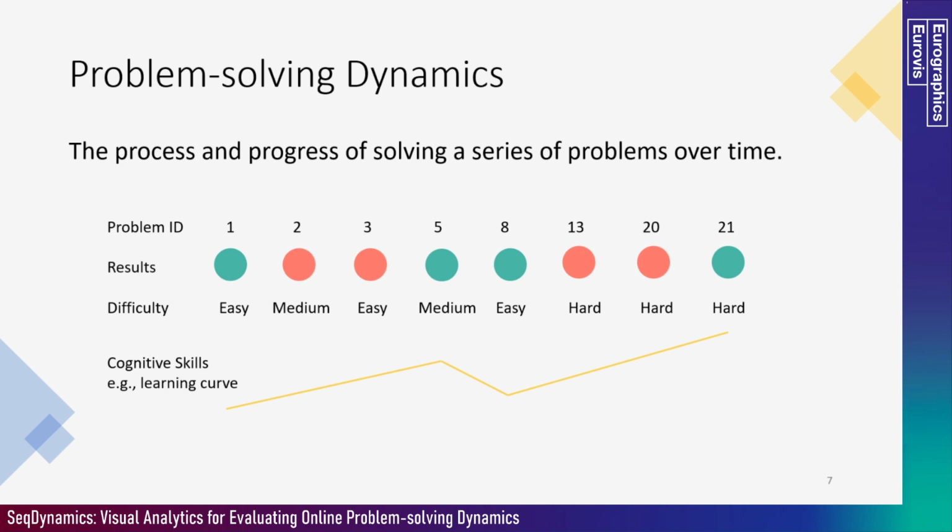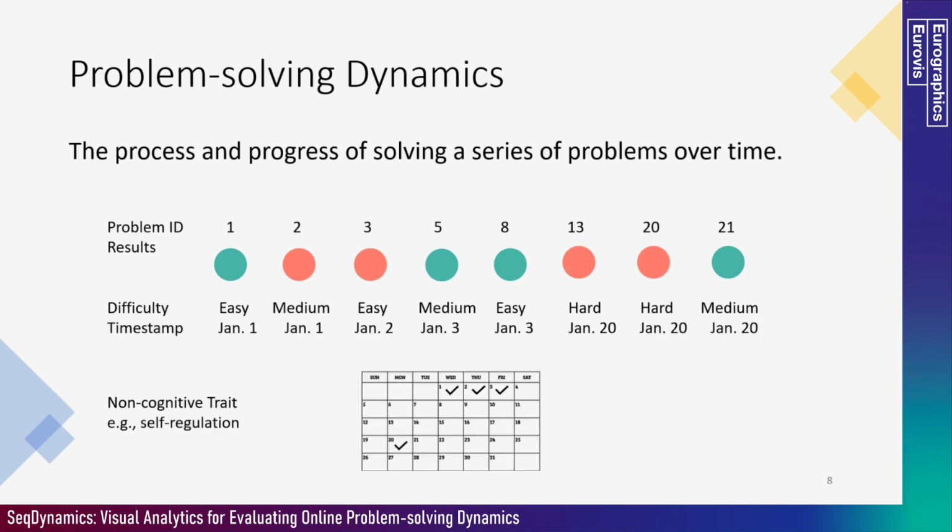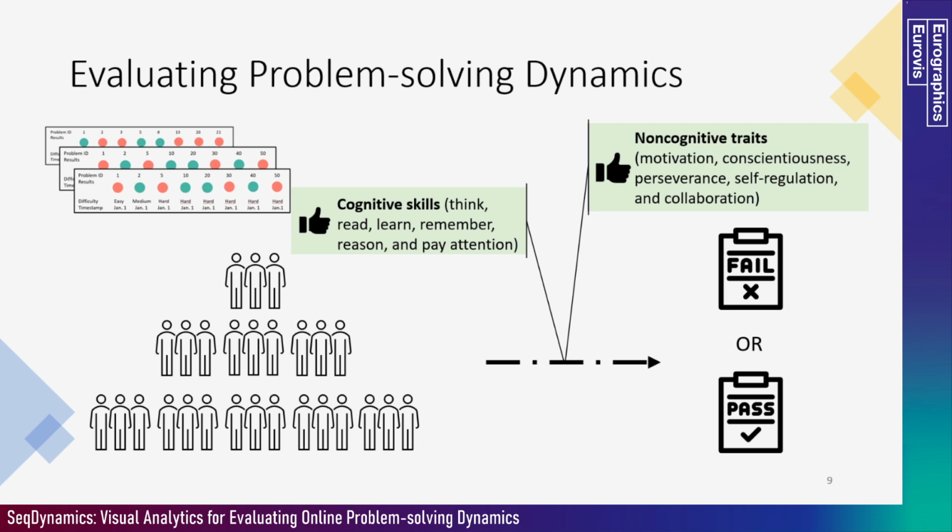We can derive a learner's cognitive skill, such as a learning curve, from changes in the difficulty level of problems solved, or determine non-cognitive traits such as self-regulation patterns based on the problem-solving frequency. Then, in elite selection in university or interviews in IT companies, we can better select candidates by evaluating their problem-solving dynamics.